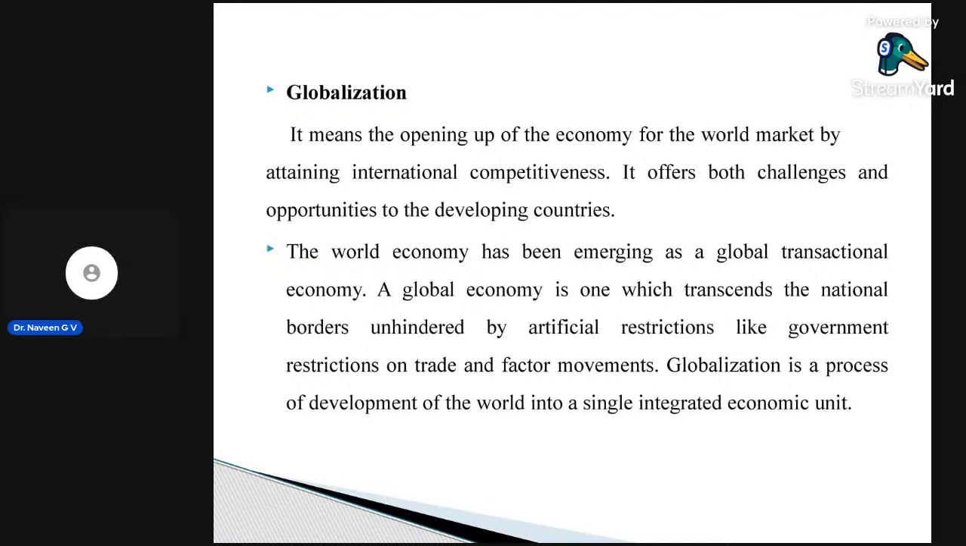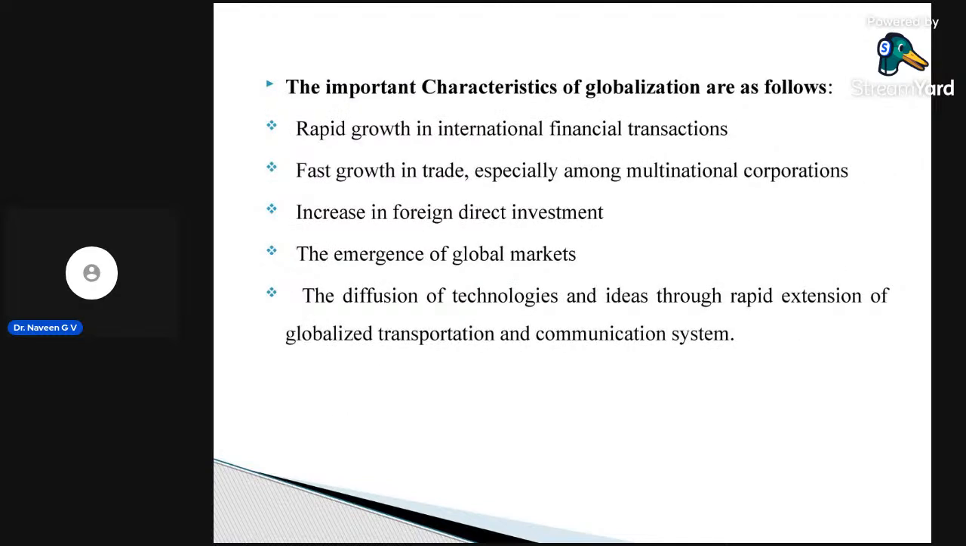Factors facilitating globalization. The factors are human resources, wide-based and growing entrepreneurship, growing domestic market, and expanding markets and transactions of the world economy.